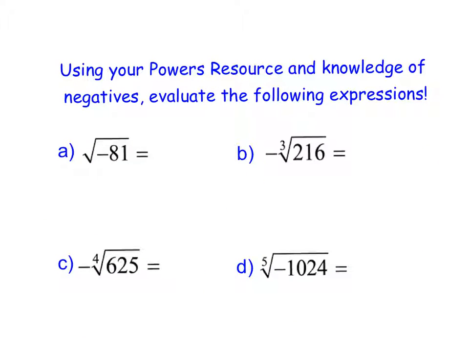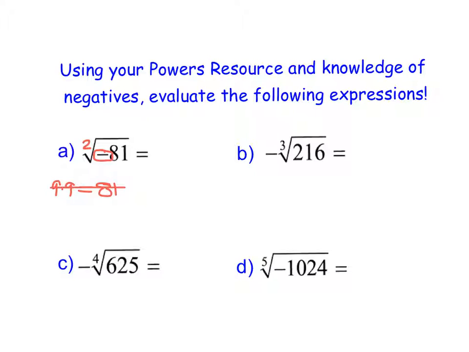Now where this starts to get tricky is when we mix it all together. So here you'll notice that we have the square root of a negative 81. So notice this is a number on the inside. So this is saying, okay, what number squared gives us a negative 81? So this is a situation where we need something times itself that gives us negative 81.